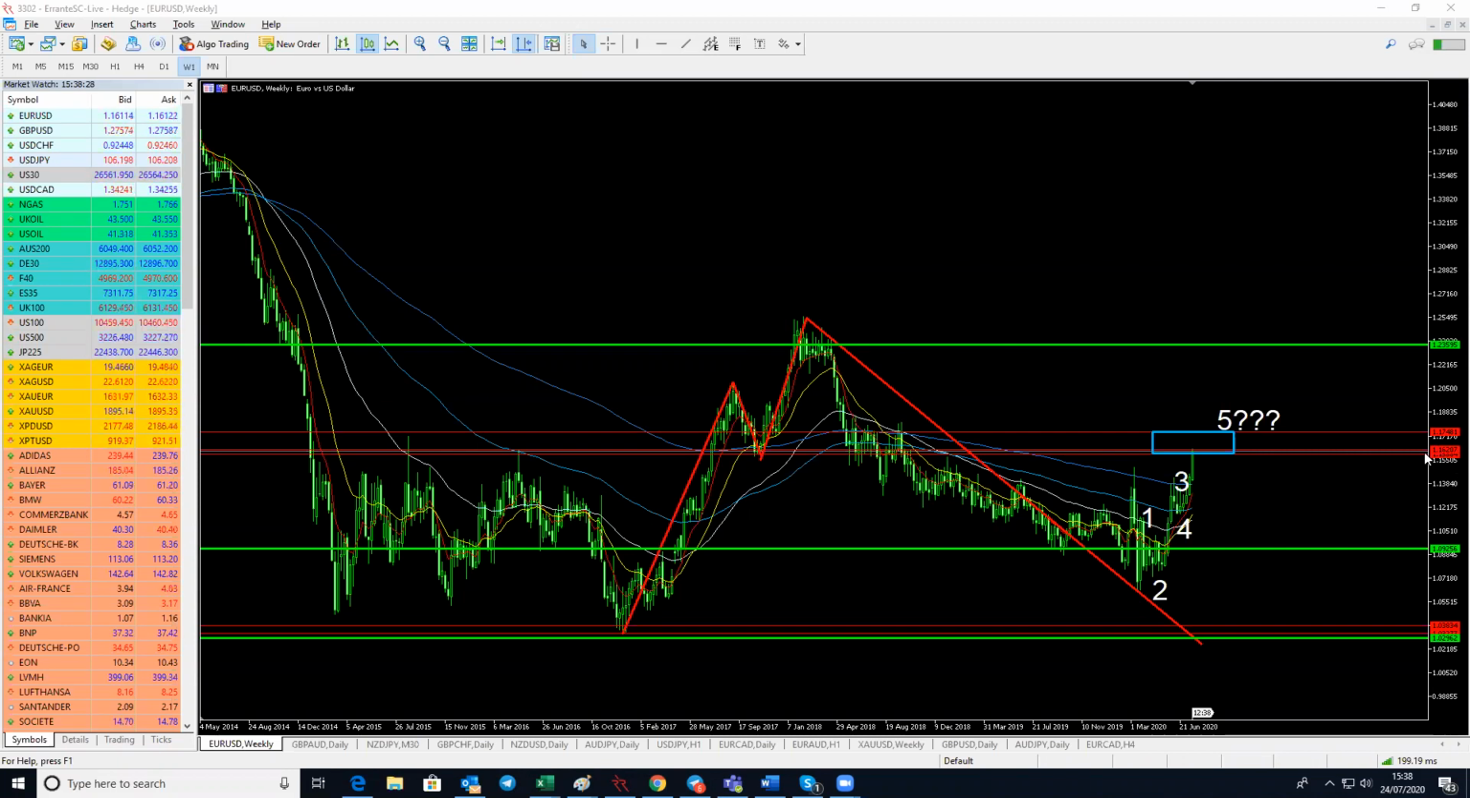psychological level area. From statistics alone, Euro USD has reversed close to about 40% of the time very close to the 1620 and the 1600. So 1620 and 1600 have been the Euro USD's favorite areas of reversal, closest to these psychological levels.